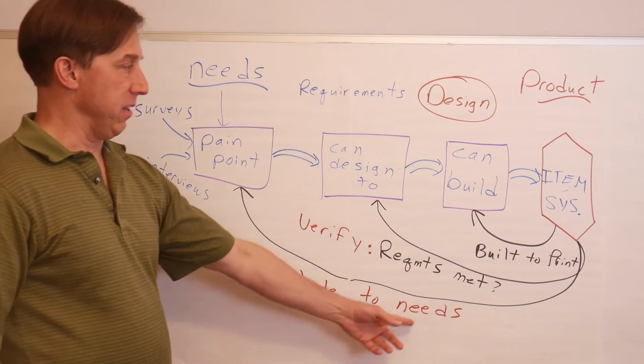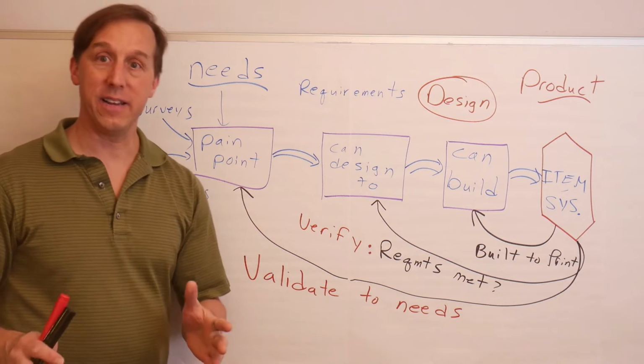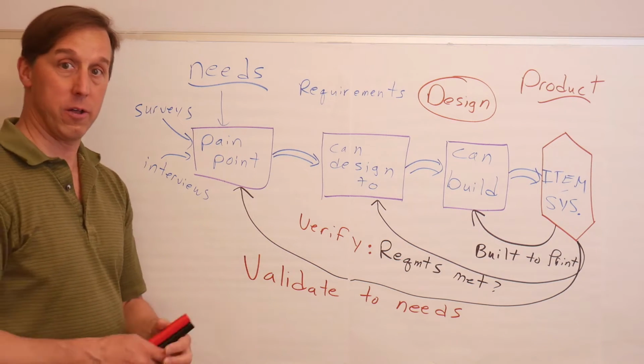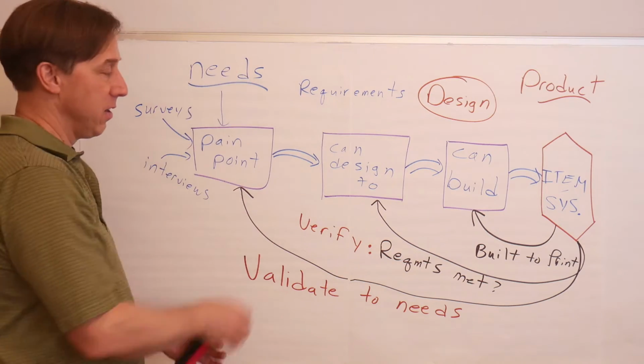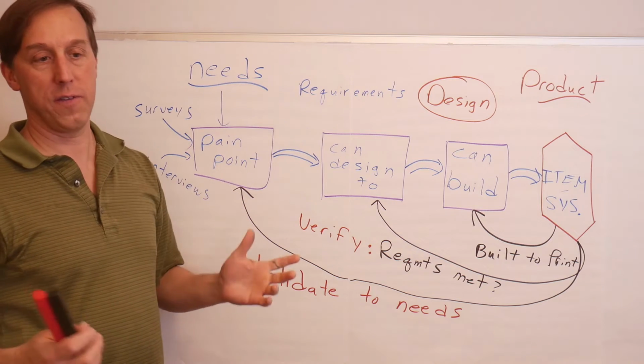But we validate to the needs. Did the system relieve the pain point? If it didn't, the customer's not going to be happy, and they're going to wonder why they wrote us the big check. And earlier, remember, we had the request, and we gave them the product. The request needs to be met, or they'll find someone else.